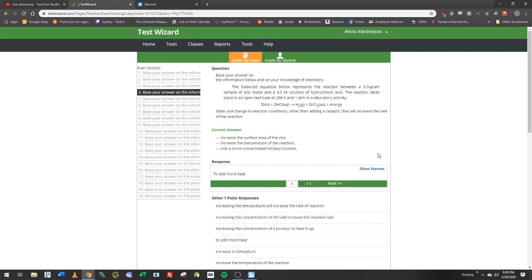Okay. Question number 4. State one change in reaction conditions other than adding a catalyst that would increase the rate of this reaction. So things I would have accepted here: I would have accepted increase the surface area of the zinc. I'd accept that, because the zinc is a solid. Increase the temperature of the reaction, I would agree with that here. If you increase the temperature, there's more movement. That would increase the rate. Use a more concentrated HCl solution, I would accept that too.